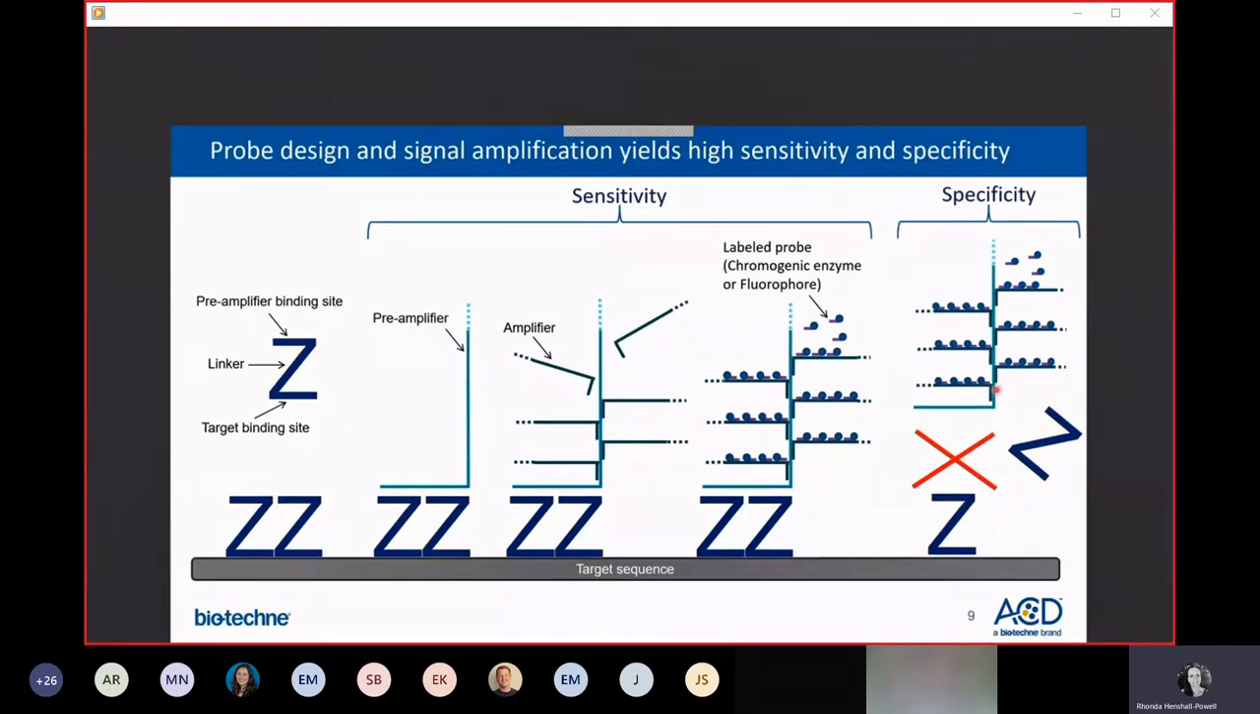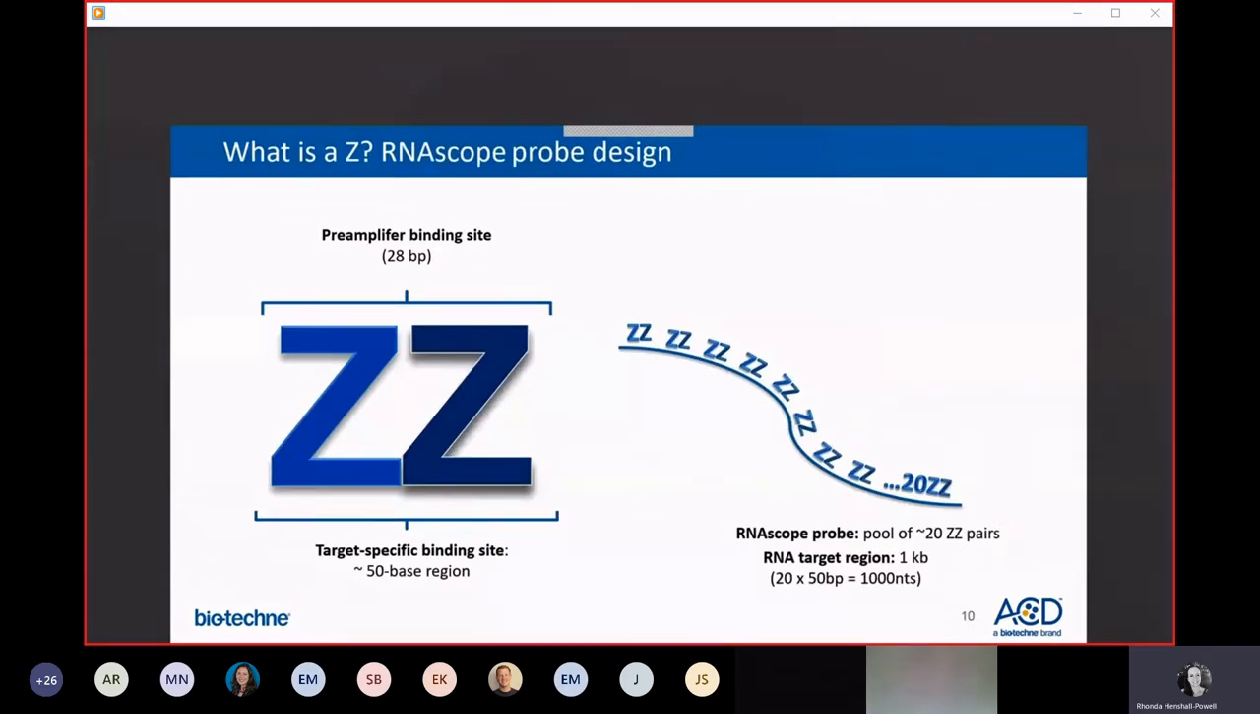So no amplification from off-target binding occurs. The typical RNAscope probe is a pool of 20 of these ZZ pairs. So if each ZZ pair targets about 50 base pairs of sequence, and there's 20 ZZ pairs in a probe, you know that the probe is typically designed against about a 1 kb length of sequence of interest.